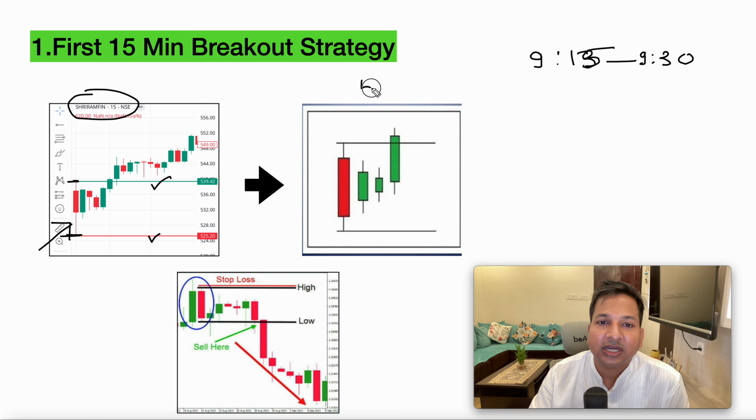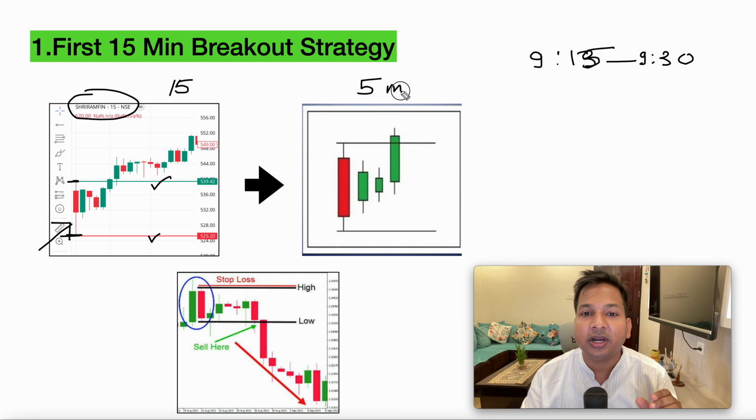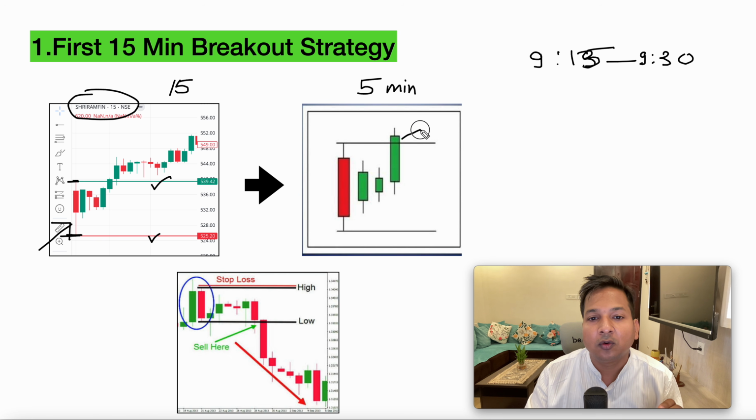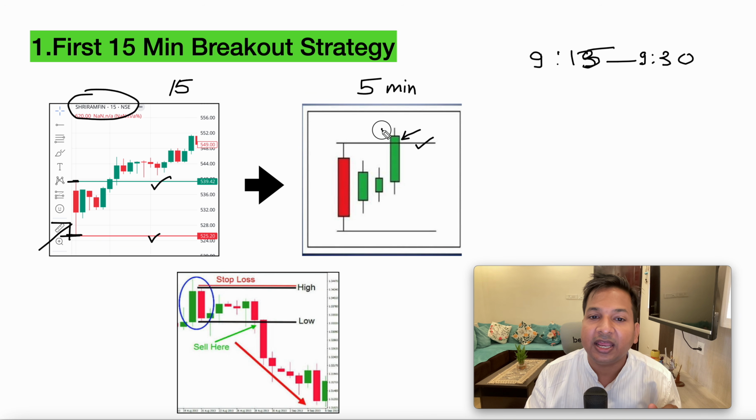Then you have to convert the chart to a 5-minute chart. This is the 15-minute chart, and now you know the range. You have a range in which you want to see the breakout or breakdown. You convert it to 5 minutes so that you get the signal early. Now if a 5-minute candle closes above the high point, it should close there, not go and come back. Then you take an entry here, and the stop loss can be just below this candle. If the candle range is very small, then you can consider keeping the stop loss here also. Otherwise keep the stop loss here.